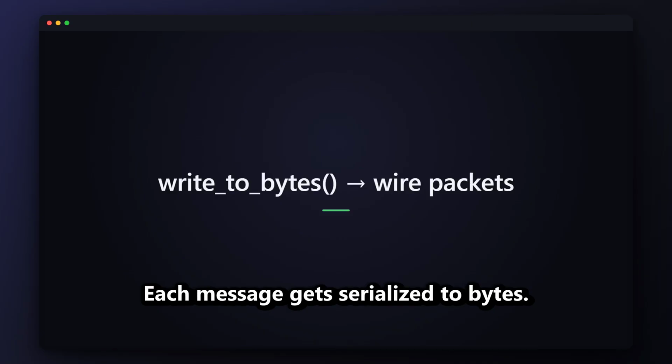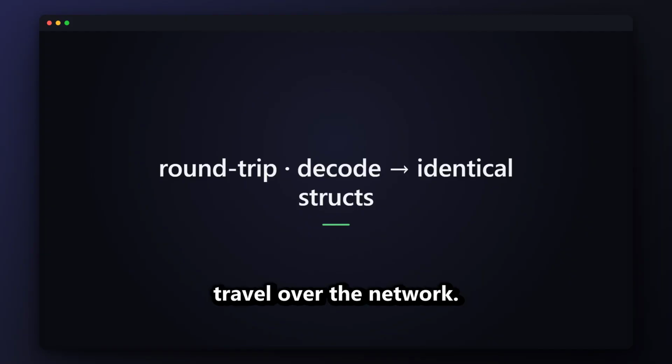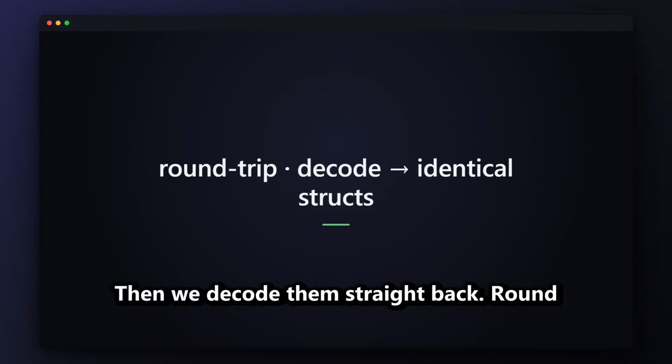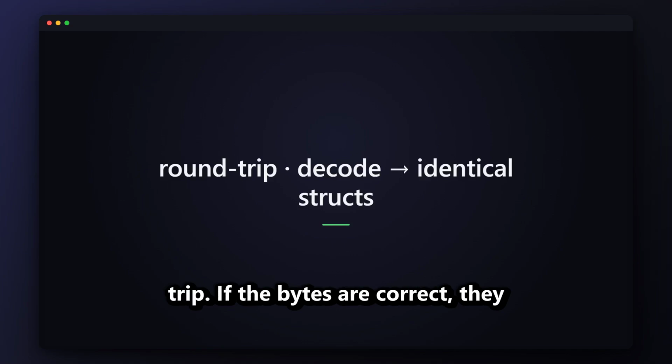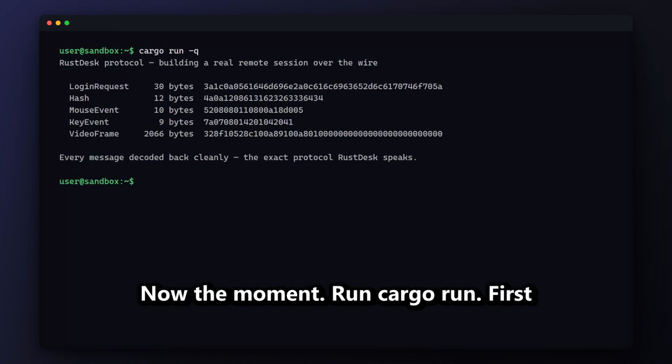Each message gets serialized to bytes. These are the literal packets that would travel over the network. Then we decode them straight back. Round trip. If the bytes are correct, they parse into identical structs.